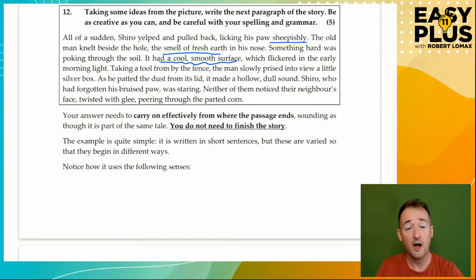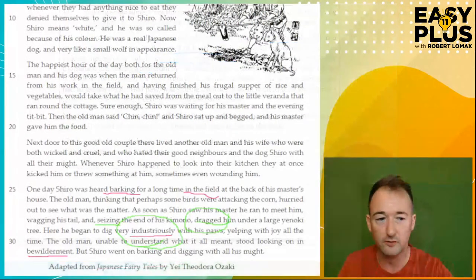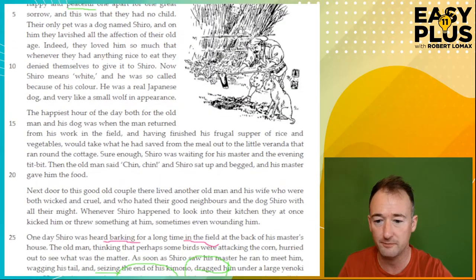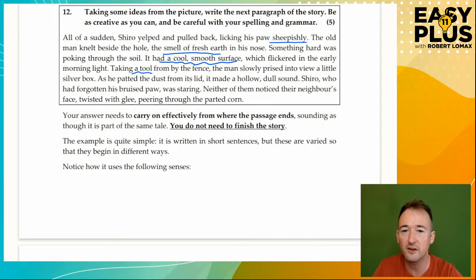Taking a tool from by the fence. So now I am using a detail from the picture. We can see the tool here that the old man is carrying in the picture. Tool from by the fence, the man slowly pries into view a little silver box. Okay, a little silver box, just simple. As he patted the dust from its lid, so patted, I think, is a nice verb, pat, pat, pat, it made a hollow, dull sound. Okay, so a very specific sound, so I'm still working the senses with lots of variety here. Made a hollow, dull sound.